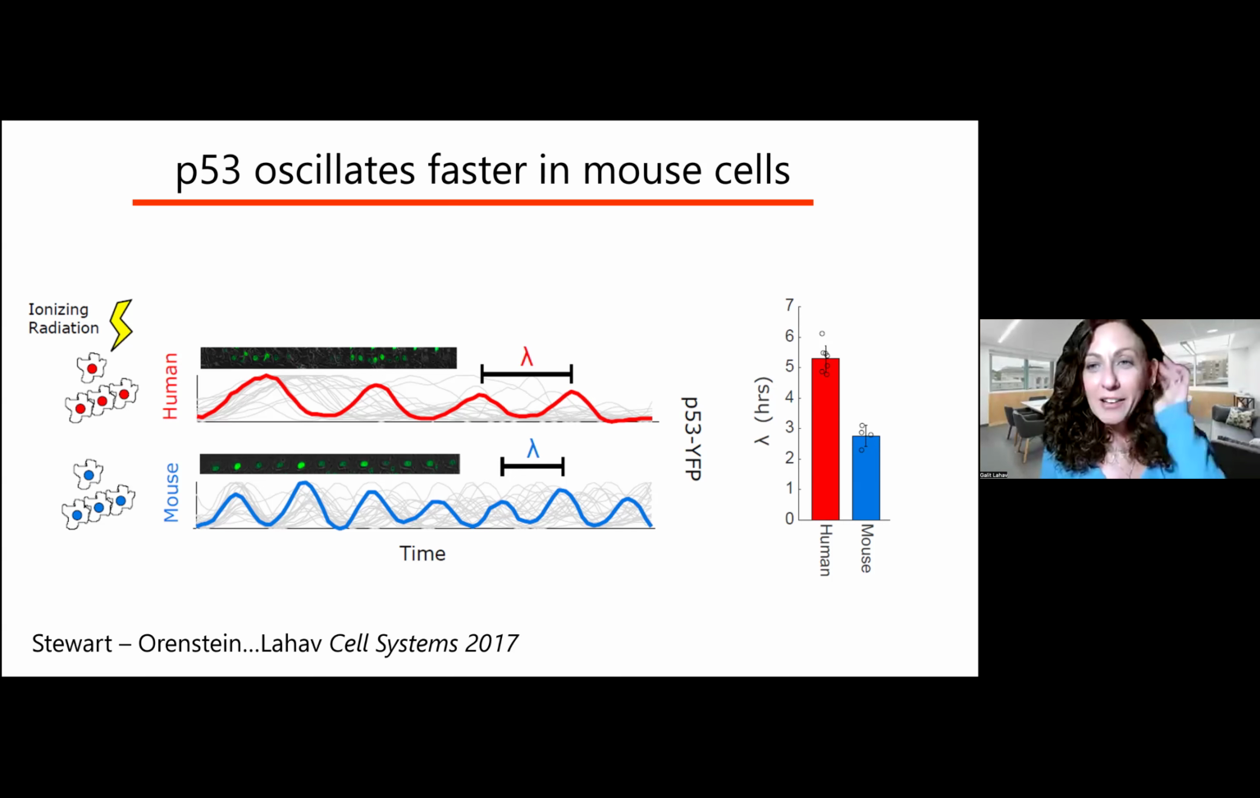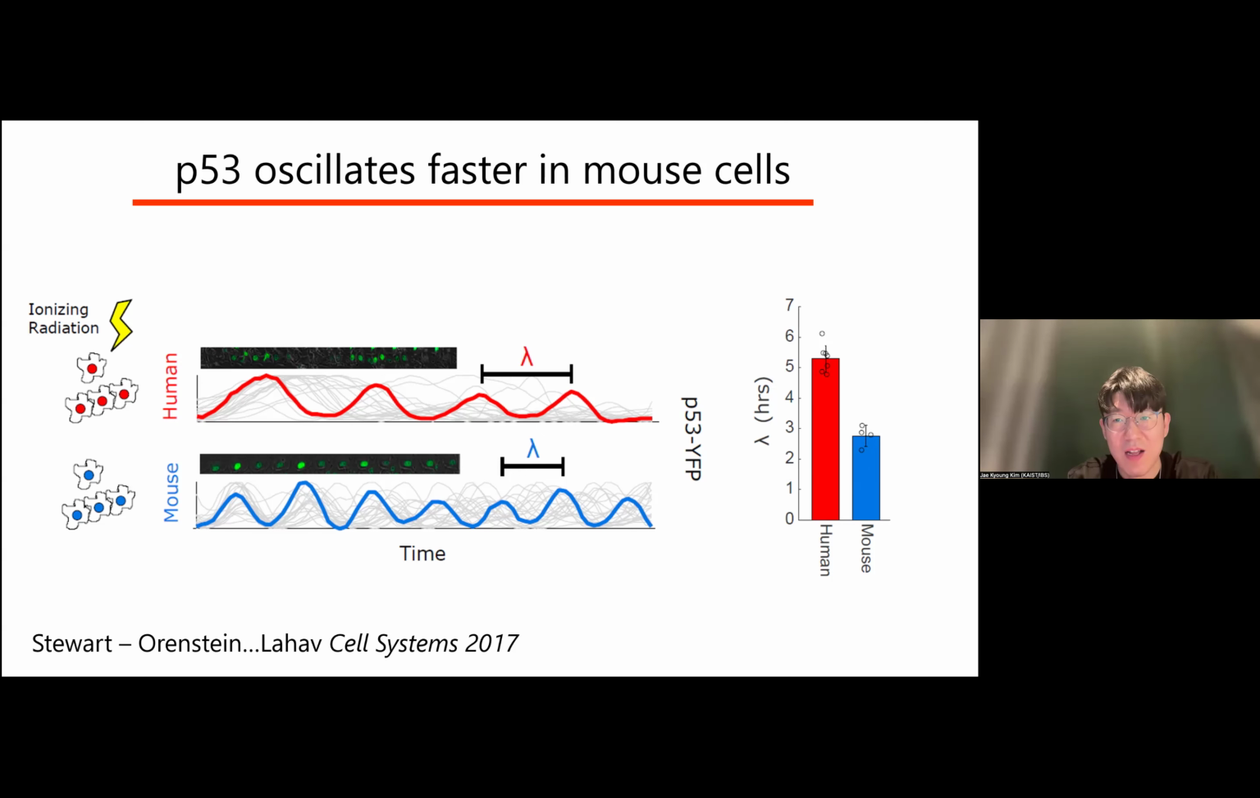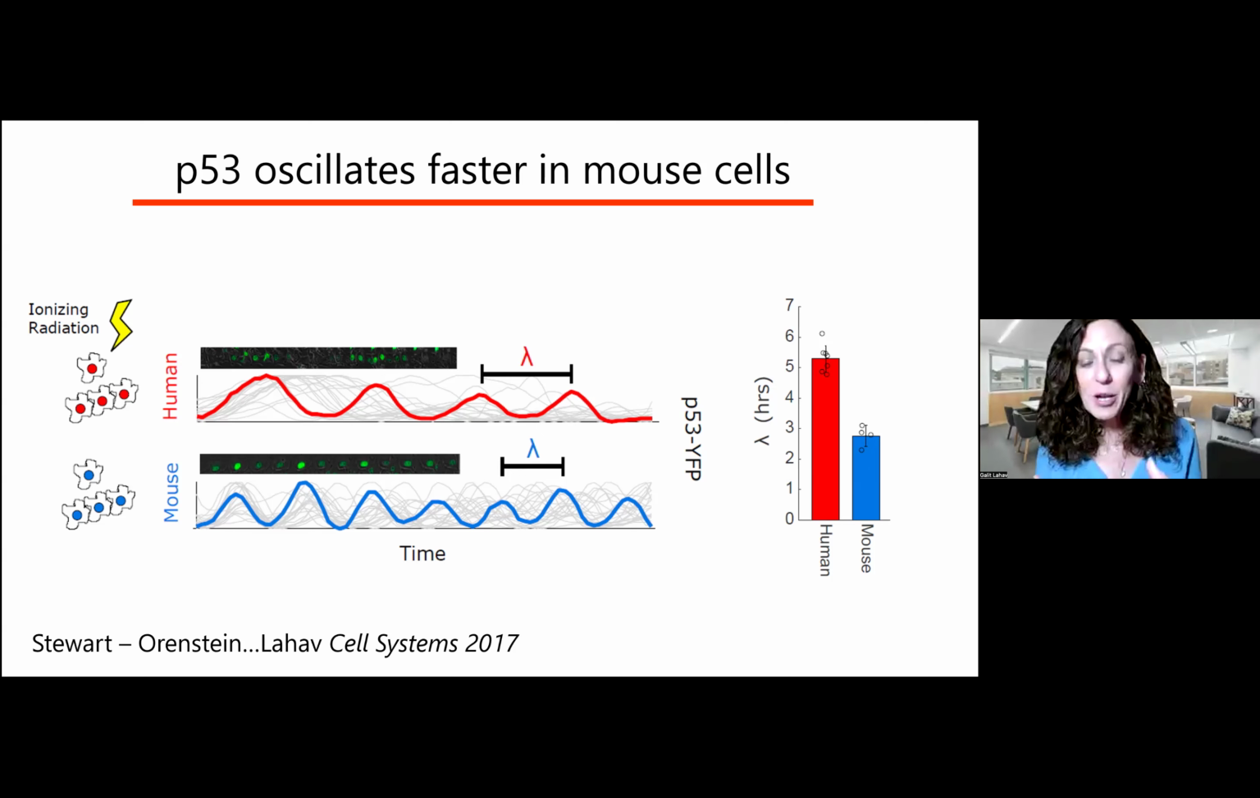What is the advantage of the faster oscillations in a mouse compared to the human? If anyone has an idea why this is happening, I would love to hear that. Again, we understand the mechanism, we study the feedback in the mouse, we know that they are faster and stronger, but what's the benefit from an evolutionary perspective?